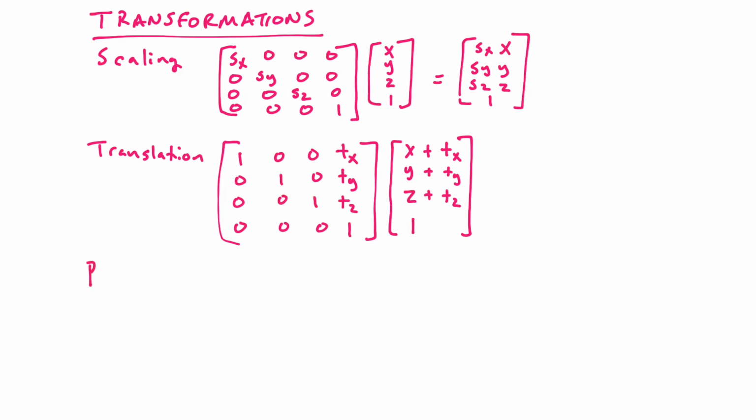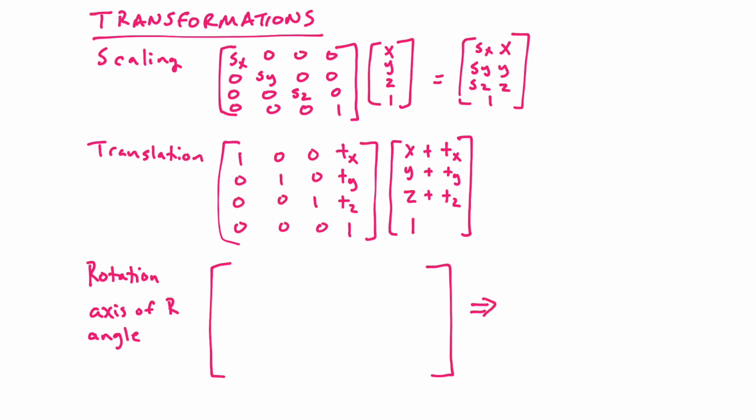Then we have rotation, and this one I'll leave it up to you to look up, but suffice it to say there is a form that allows us to simply give the axis of rotation and the angle. Sometimes it's called the angle axis formula. And this will have the effect of rotating a 3D point about the origin in space.